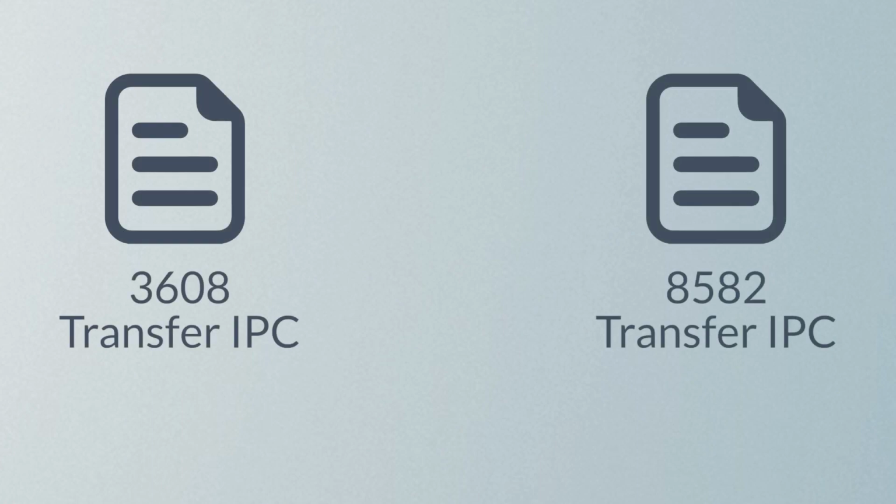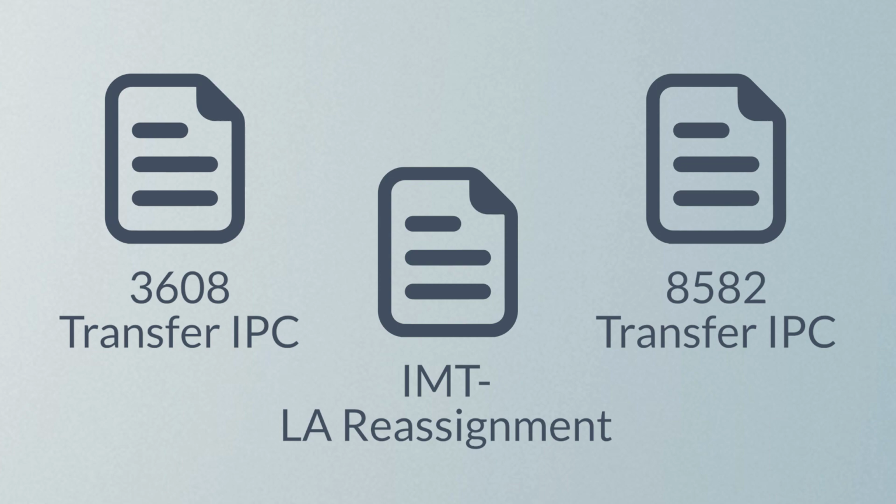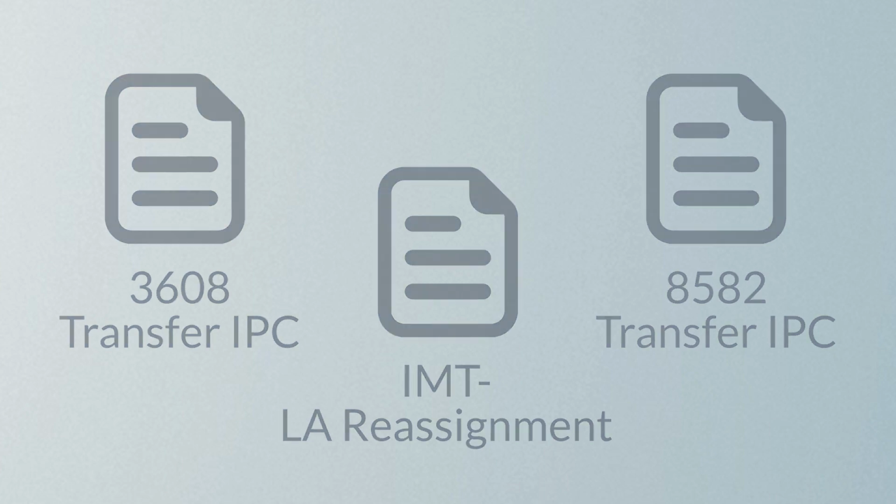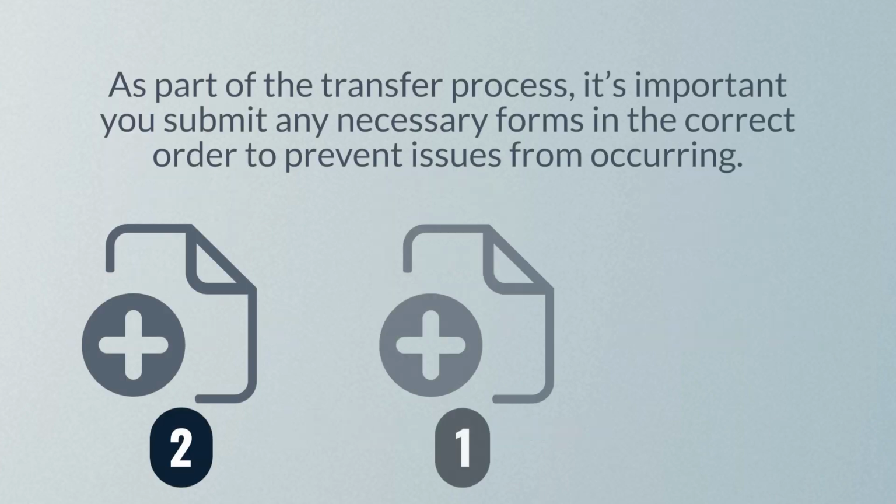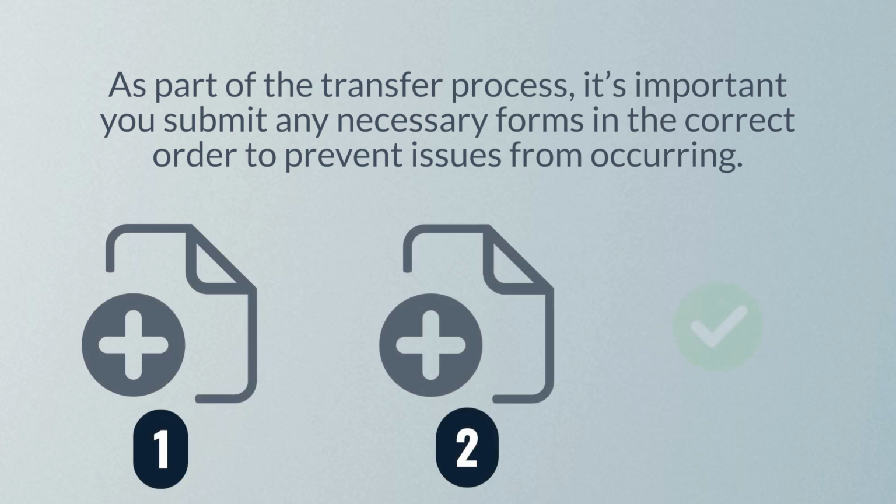Local Intellectual and Developmental Disability Authorities, or LIDAs, are responsible for submitting transfers for home and community-based services, or HCS, and Texas Home Living waiver programs. This includes 3608 and 8582 Transfer Individual Plans of Care, or IPCs, and Individual Movement, or IMT, Local Authority, or LA reassignments. As part of the transfer process, it's important you submit any necessary forms in the correct order to prevent issues from occurring.